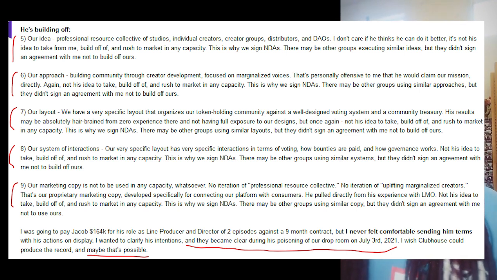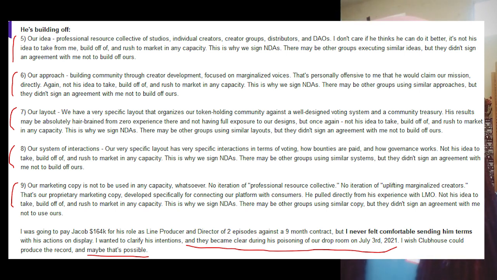We celebrate them as first movers. But they didn't sign an agreement with me not to build off our plans. Jacob did. He stole our approach: building community through creator development focused on marginalized voices. That's personally offensive to me, that he would claim our mission directly. Again, not his idea to take, build off, and rush to market in any capacity.